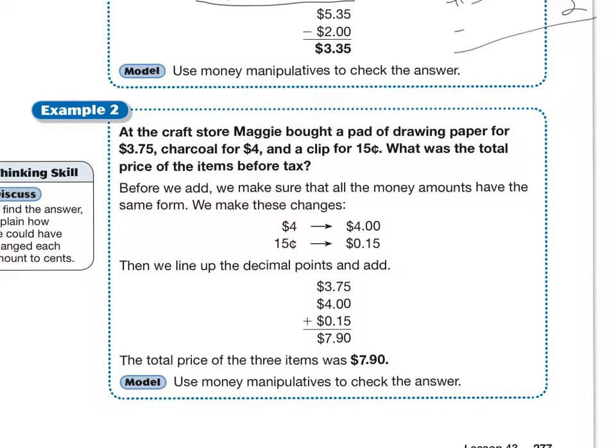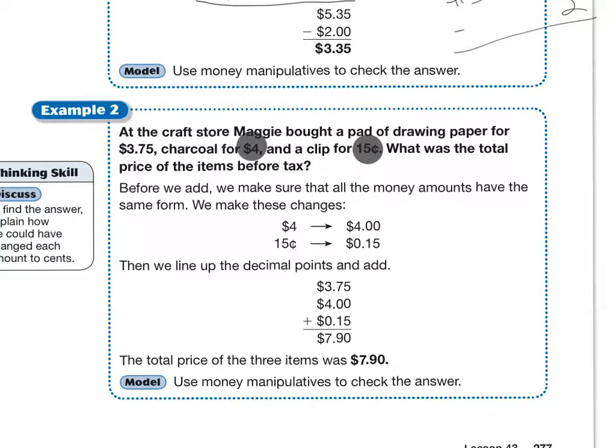So, it says at the craft store, Maggie bought a pad of drawing paper for $3.75, charcoal for $4, and a clip for 15 cents. What was the total price of the items before tax? So what you're looking for there is making sure that you have your decimals in the right spot. You have your $4 here and your 15 cents here that both don't have decimals at this point. So when you see those money signs, make sure that you're putting your decimal in the right spot.